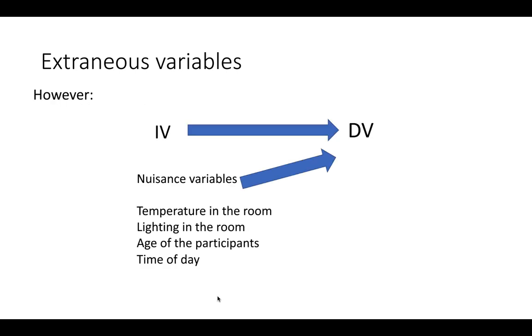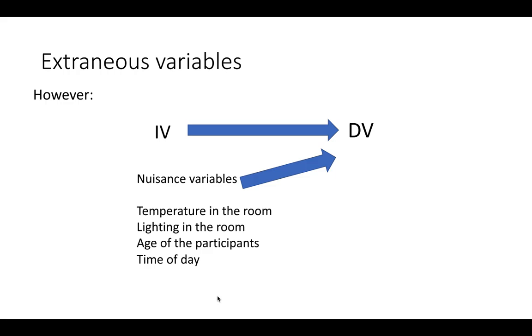However, we have a problem. Extraneous variables. Extraneous just means from outside, coming from beyond or outside. Extraneous variables are any variable which can get in the way of that beautiful relationship between the IV and the DV. Here's an example of some nuisance variables.